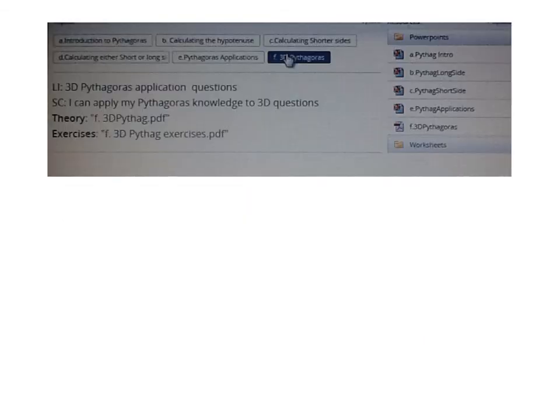For some practice relating to Pythagoras in 3-dimensional figures, please go to Ultranet. This is a screenshot of the Ultranet page. Learning intentions there, success criteria, and there is also a PowerPoint on the right hand side there. You can see it there, 3D Pythagoras, and there are also worksheets in that worksheet down below, so please have a look at this. I'll include the main slide from the PowerPoint in the next slide.